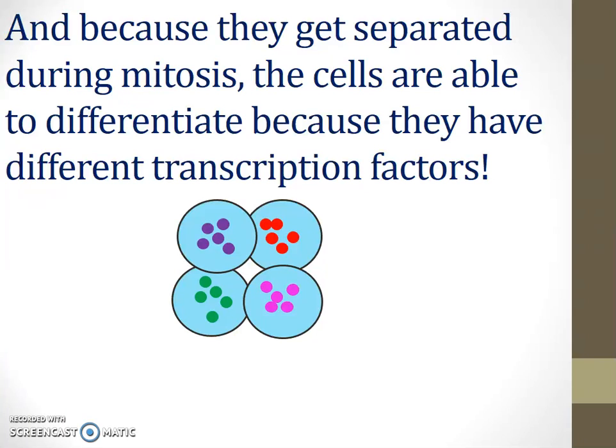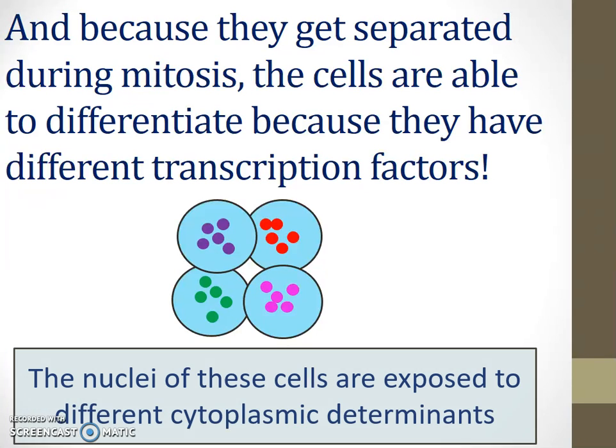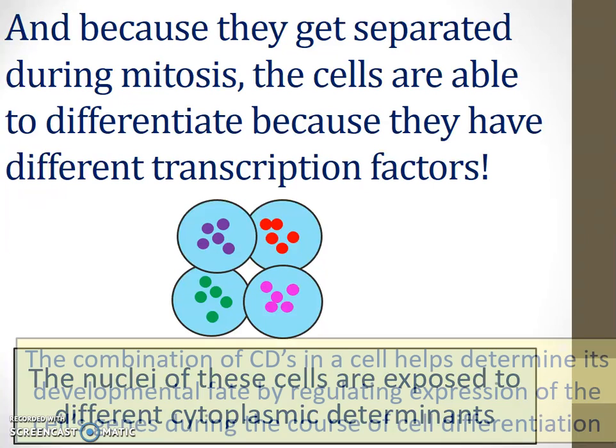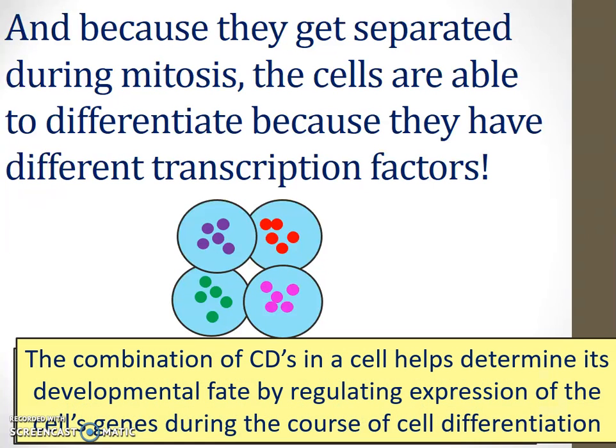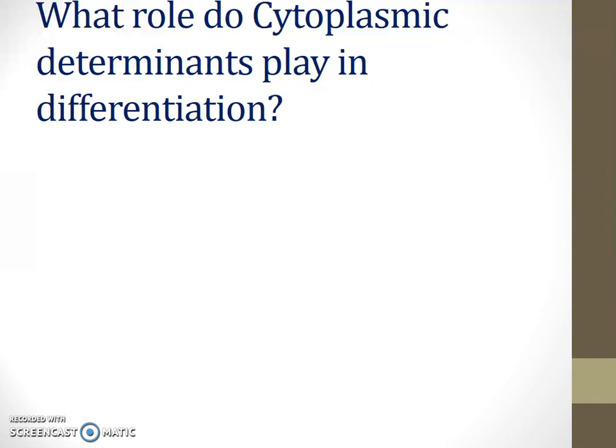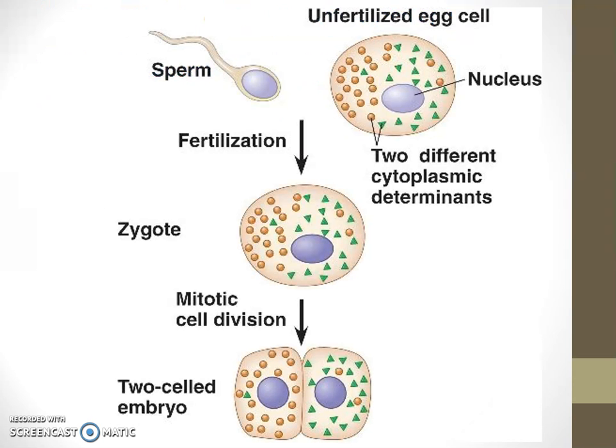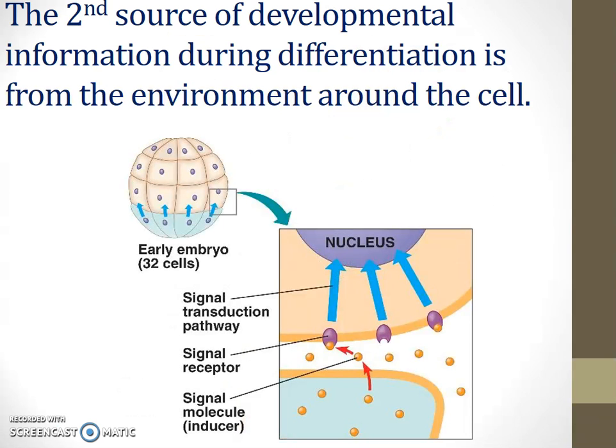So with this, here's how it works. Because each of these cells' nuclei are exposed to different cytoplasmic determinants, the combination of these activators help determine which developmental pathway these cells will go on by regulating expression of the cell's genes during the course of cell differentiation. So here's a picture from the textbook just showing how they're not evenly distributed throughout the cytoplasm.